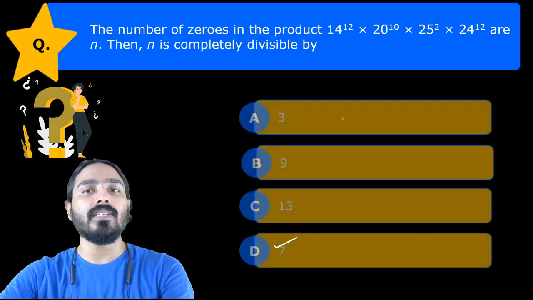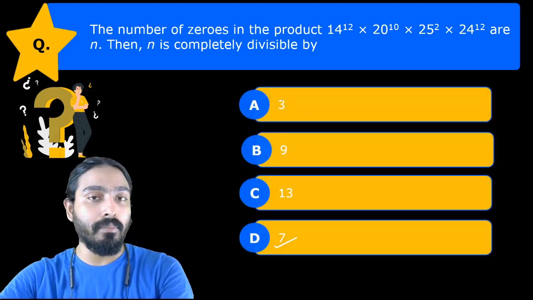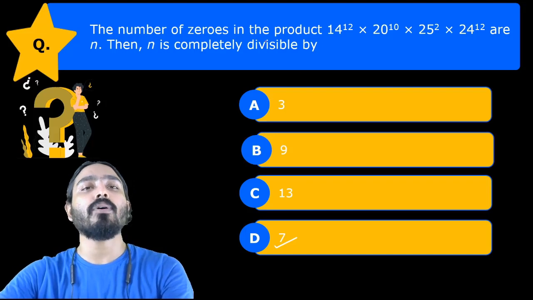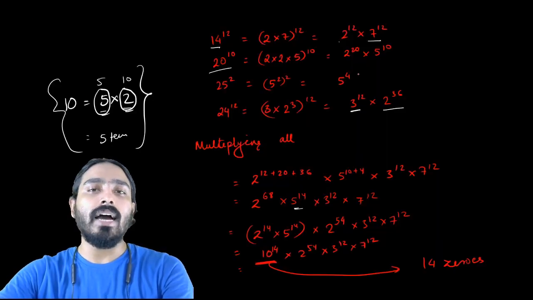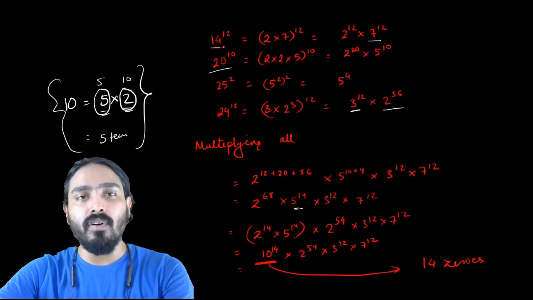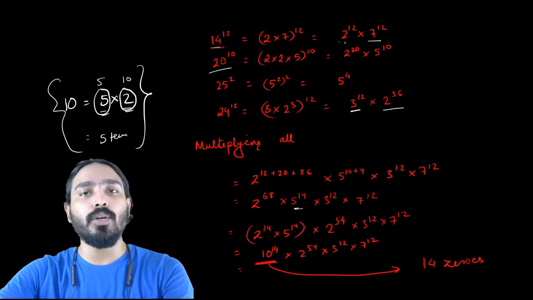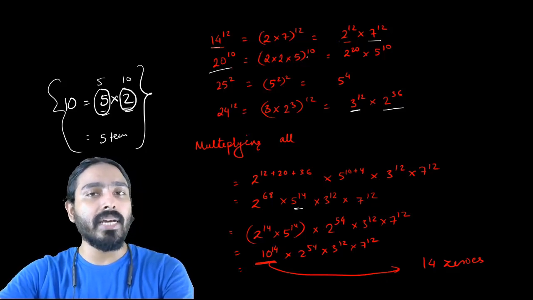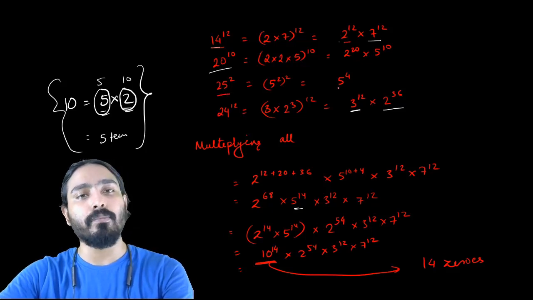Now in this question, this is a very tricky question. You have to pay very close attention here. You have to find the number of zeros, right? So you have to break it into powers. If you break 14 to the power 12, you'll get 2 to the power 12 and 7 to the power 12. Similarly, if we break 20, you'll get 2 to the power 20 and 5 to the power 10. Similarly, 25 you'll get 5 to the power 4.